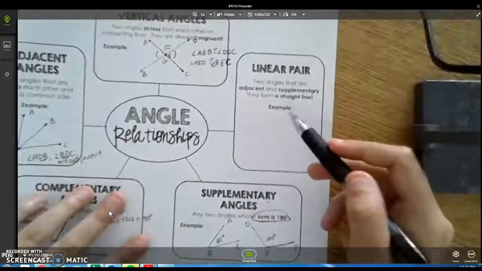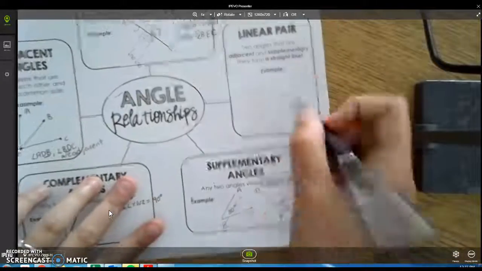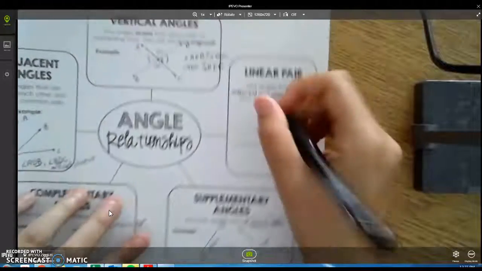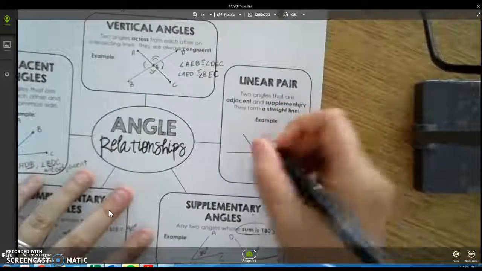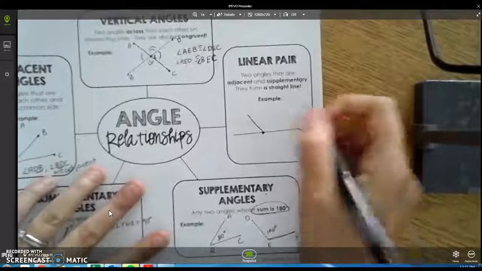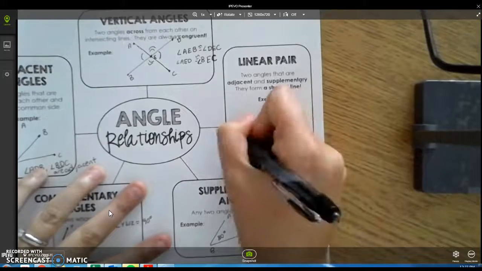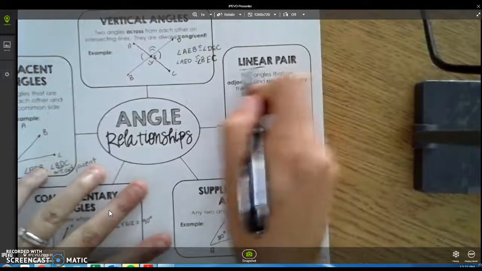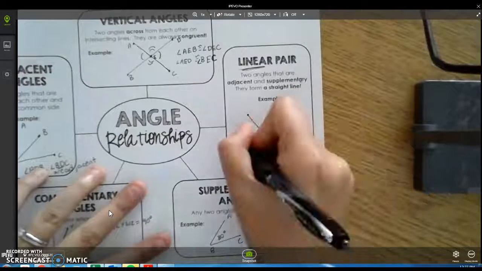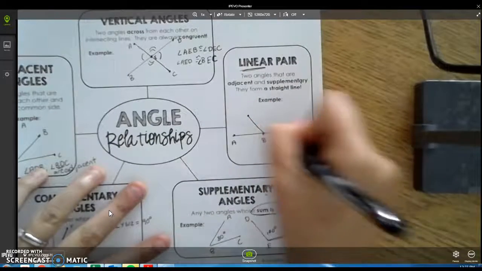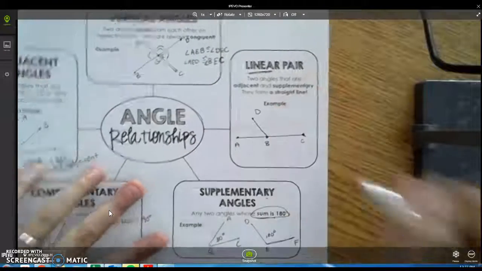Finally, we've got linear pairs, which is a type of supplementary angle. In this case, they add to make a line, which leads to my word linear, right? Linear means line. A, B, C, and D.